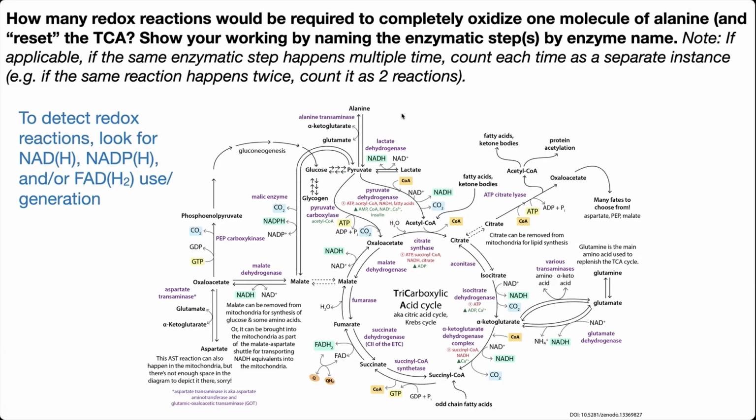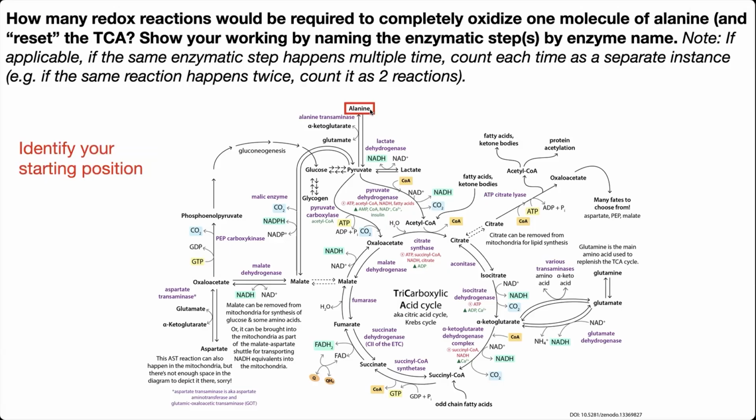And again, this is going to incorporate the resetting of the TCA, so getting back to oxaloacetate. We're being asked to show our work by naming the enzymatic steps by enzyme name. And if the same enzymatic step happens twice, we'll count it as 2 reactions. But are things going to happen twice? Let's think about this. We need to think about our start point and our end point.